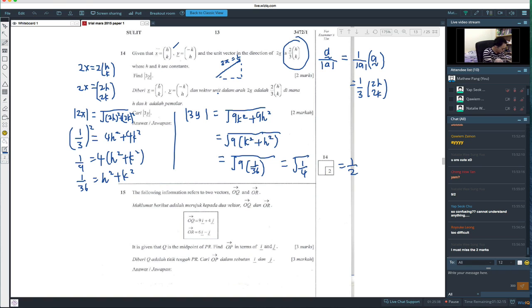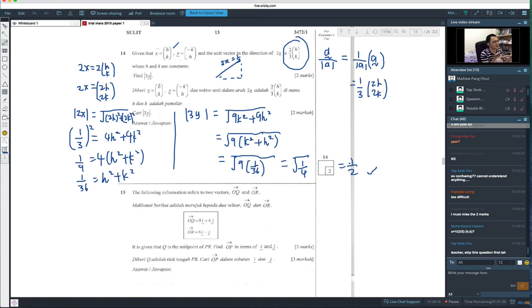I do check the marking scheme. However, I think the marking scheme got something wrong. Yes, magnitudes of x. Okay, they changed the 2 over 3 to 3 over 2 because it's 1 over. Acceptable. Okay, I think this question, the answer should be 1 over 2. But I will double check my answer with the marking scheme answer.